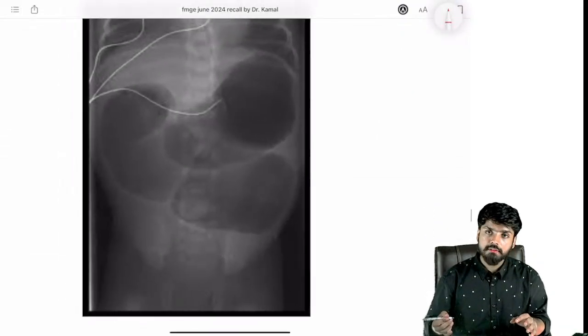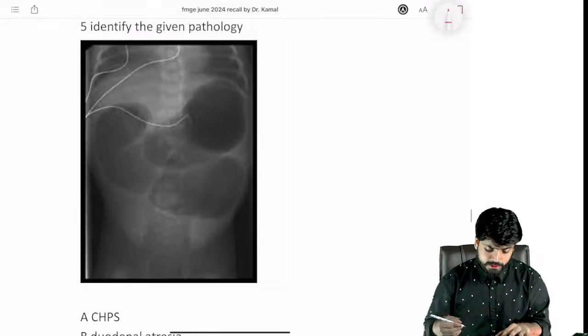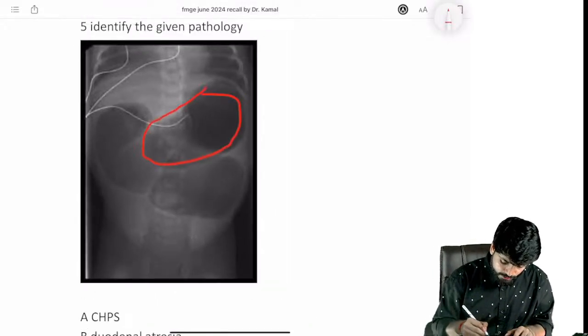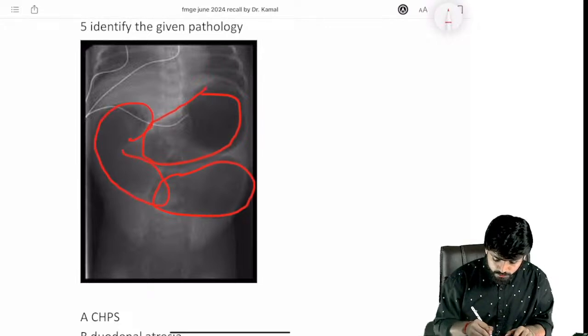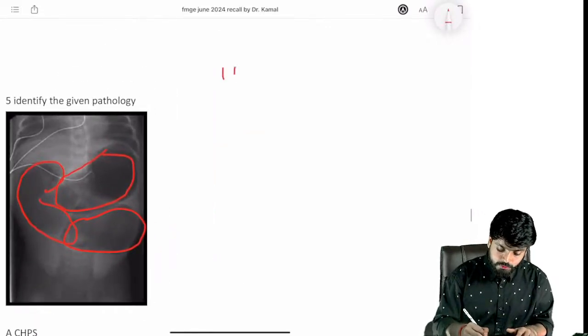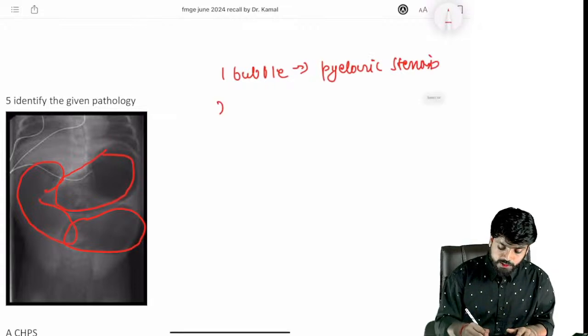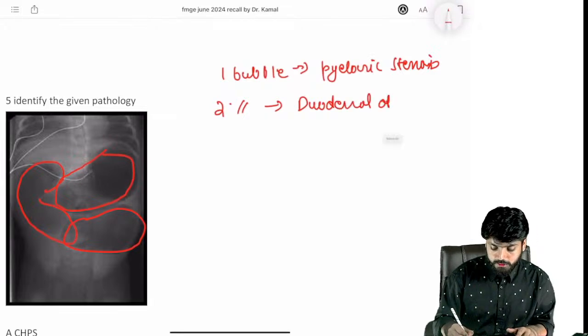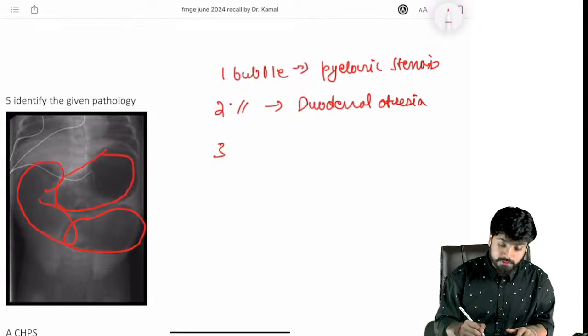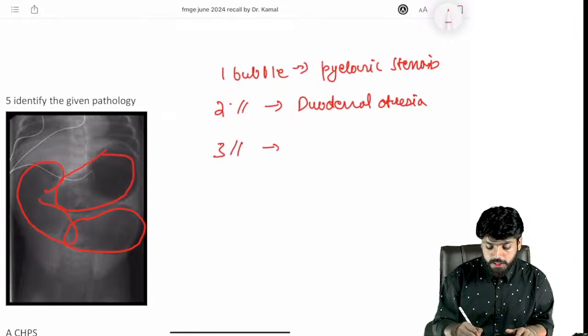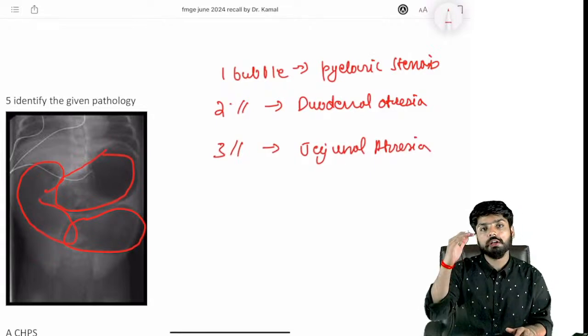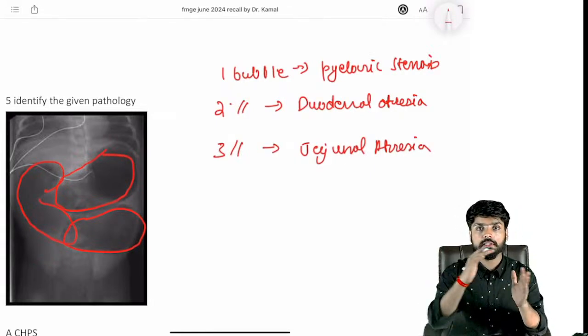This is a characteristic X-ray that we come across many times. Here you can clearly see one bubble, two bubble, three bubble. Okay, I can tell you about one bubble, it's pyloric stenosis. If we have two bubbles, it's duodenal atresia. And in case that we are dealing with three bubbles, it's jejunal atresia. See how we are moving down in the GI tract from stomach, then duodenum, then jejunum.